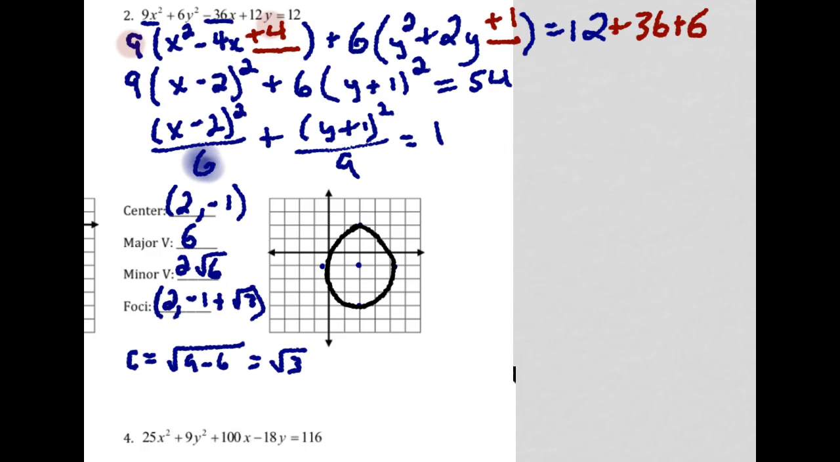Okay, and then the second focus point is going to be at 2. Again, it's -1 still, minus radical 3 is what we'd have for that. Okay, so there's the coordinates of our focus point, and there's that example completed.